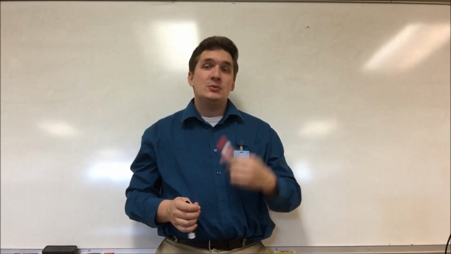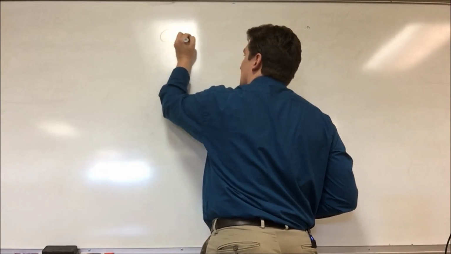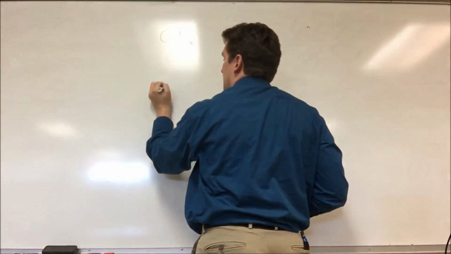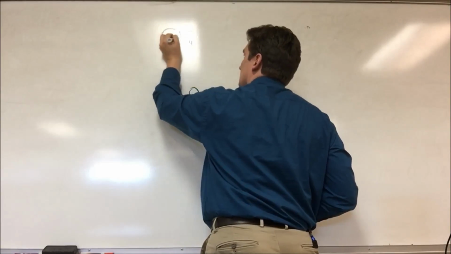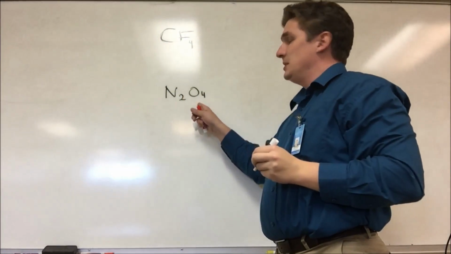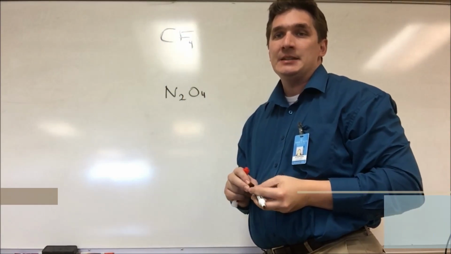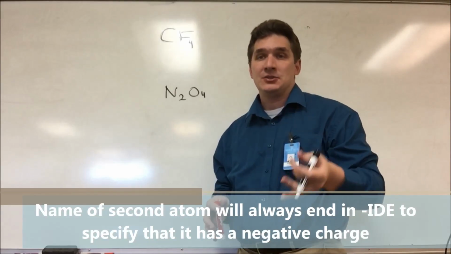So let's look at two examples of formulas to names. We have CF4 and N2O4. Now, in all cases, we're going to give the second atom an IDE ending. The IDE is to tell us that this is the more electronegative element. It takes a negative charge.